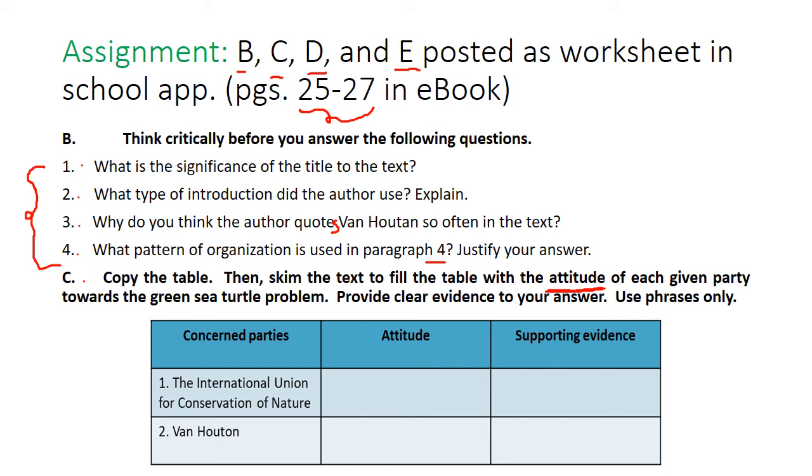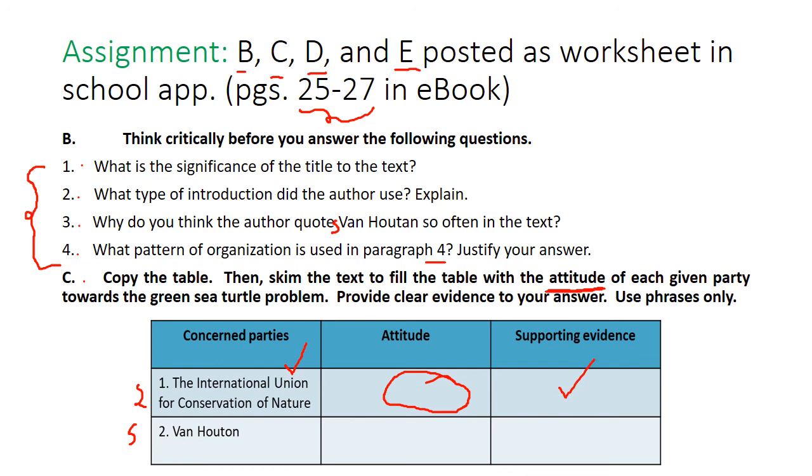Okay, now, the attitude of each given party, those are the parties discussed, towards the green sea turtle problem, provide clear evidence to your answer. Now, the International Union for Conservation of Nature, this is found in paragraph 1. I'm going to help you out on that. Tell me what their attitude was, what they thought about this issue, and give me supporting evidence, okay?